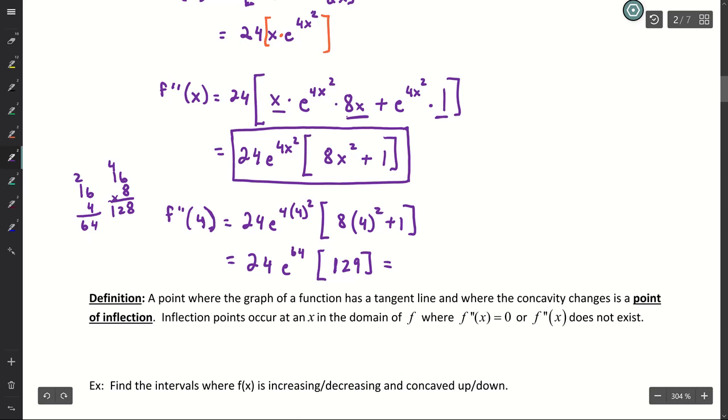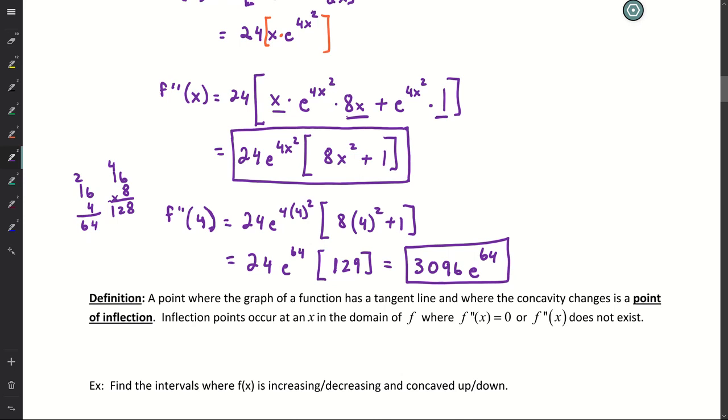All right, and then finally I'll multiply the 129 in the group by the 24 that's out in the front, and I should get 3,096, and then e to the 64th. Okay, and I've done a little scratch work out to the side, but feel free to use your calculator on those type of calculations.